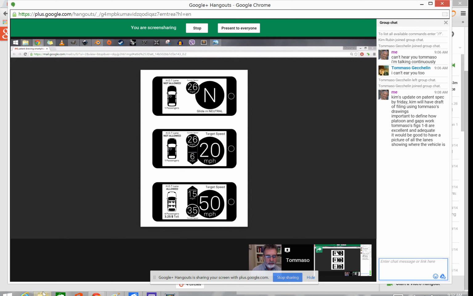Well, then it sounds like we're all but done with the patent drawings. Tommaso, just for ease of access, could you put them in a Dropbox and then mark the ones that are essentially for the patent, and then I'll go through final review on them, as they get integrated into the patent.